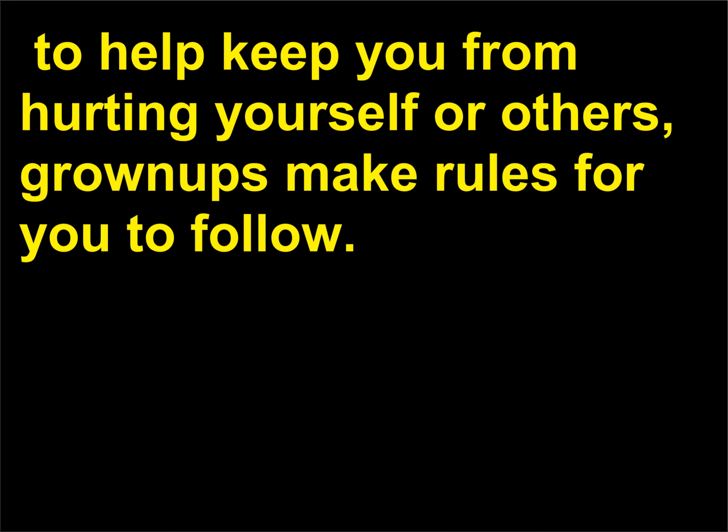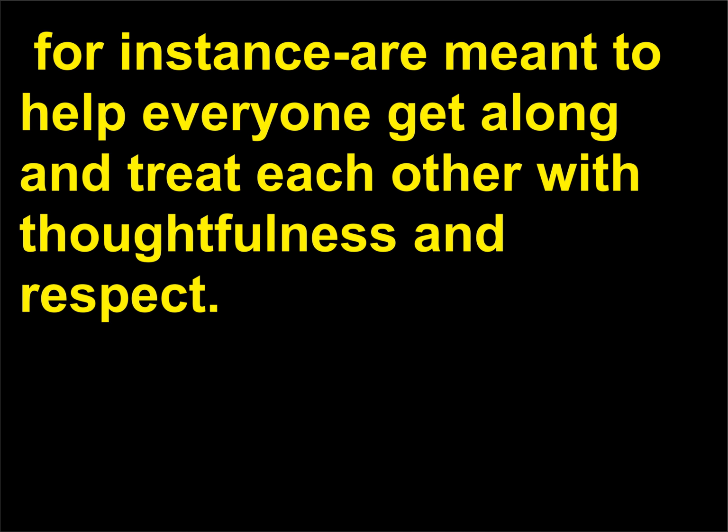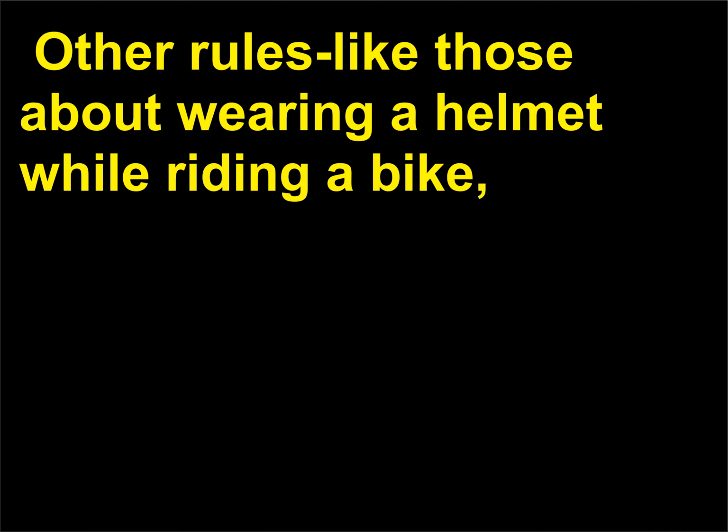To help keep you from hurting yourself or others, grown-ups make rules for you to follow. Some rules, like those about sharing and taking turns, for instance, are meant to help everyone get along and treat each other with thoughtfulness and respect. Other rules, like those about wearing a helmet while riding a bike, let's say, are meant to keep everyone safe.